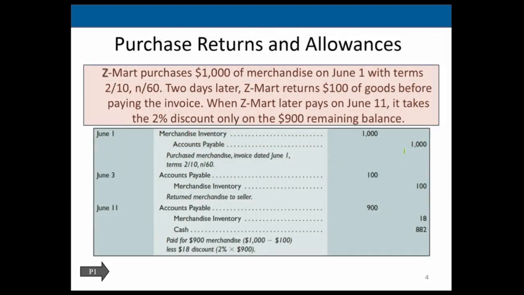Z-Mart purchased $1,000 of merchandise on June 1st with the terms 2/10, n/60. What does that mean? A 2% discount in 10 days. If you pay within 10 days, we get a 2% discount. Otherwise, we have to pay within 60 days. That's what that means. Two days later, Z-Mart returns $100 of the goods before paying the invoice. So we purchased $1,000, and we returned $100 of it. Then when Z-Mart later pays on June 11th, it takes the 2% discount only on the $900 remaining balance.